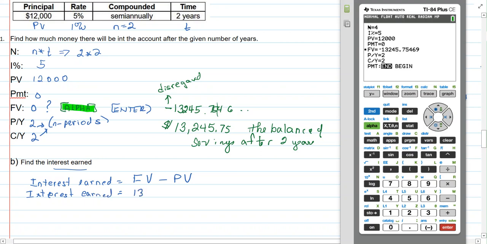So that's going to be our 13,245.75 minus the 12,000, the present value. So it's going to be $1,245.75. So our interest earned is that amount.